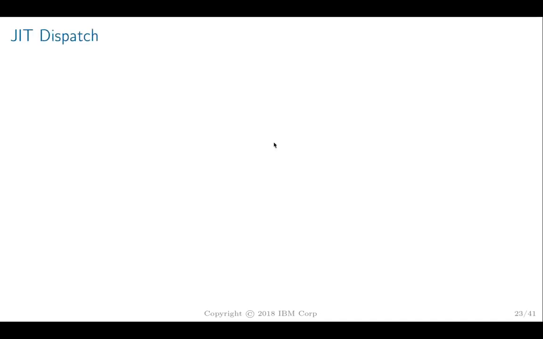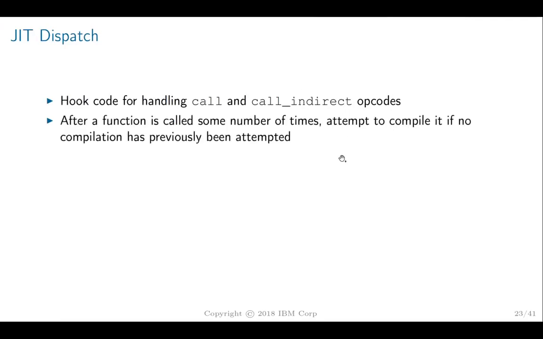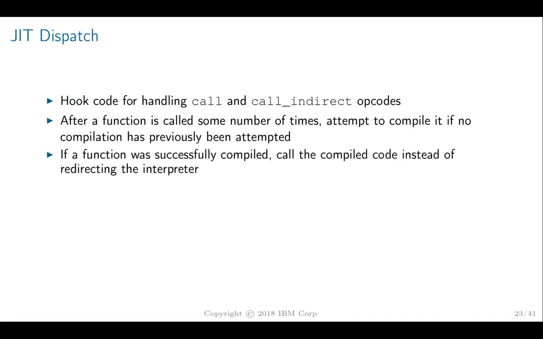Another interesting problem we ran into was transitioning from running interpreted code to running JITted code. We did a very standard thing: when the interpreter executes a call or a call indirect, we can effectively run that method in a JITted body instead. We decided on very simple counted compilation. So after a function is called n number of times, say 5 or something, we'll JIT compile it. And if it was successfully compiled, we don't have to interpret it anymore. We can just call the compiled code.